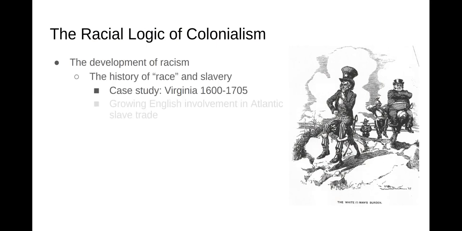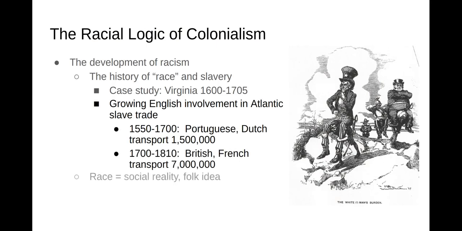I've already talked about this, so I'm going to go through this rather quickly. Sometimes I have duplicate information on these slides. I apologize. There's this racial logic of colonialism, that racism, as I said, comes from its association with slavery, and that race is really a social reality, a folk idea. In the center here, I'll discuss briefly, for instance, now I'm rewinding, and I apologize for that.